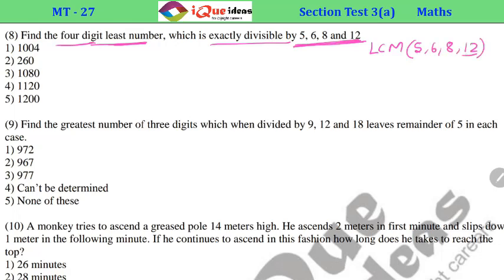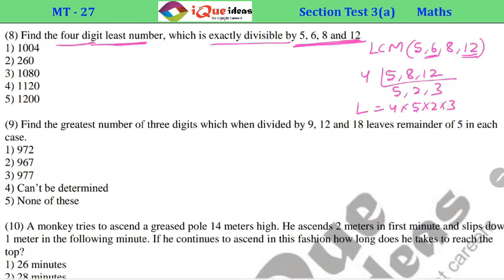Now because 12 is already there, we don't have to consider 6. So let's take the LCM of 5, 8 and 12. Now let's see what is common. I think 4 is common. 5 will not be anything. So it will give us 2 and 3. So multiply, you will get LCM 4 into 5 into 2 into 3. So 4 5s is 20, 20 into 6 is 120. So LCM is 120.